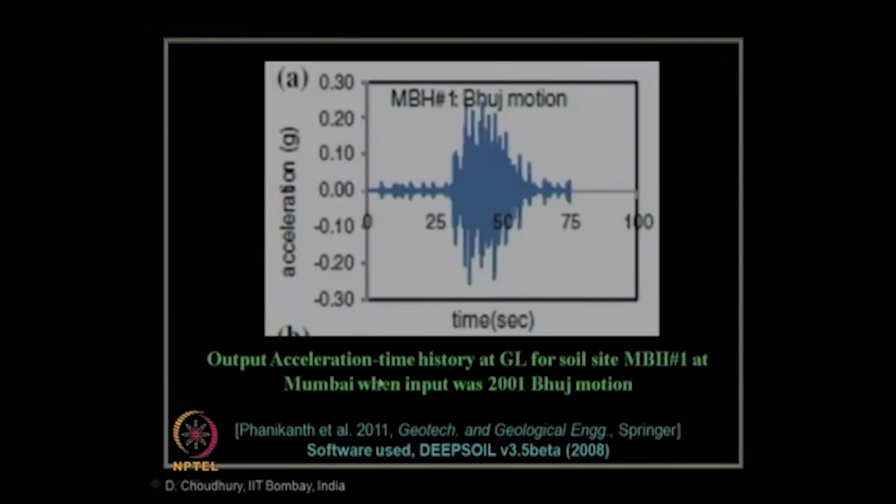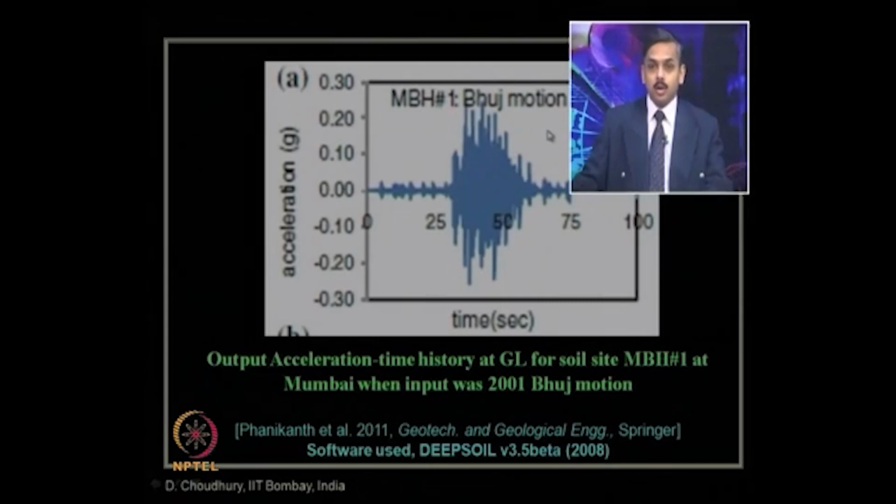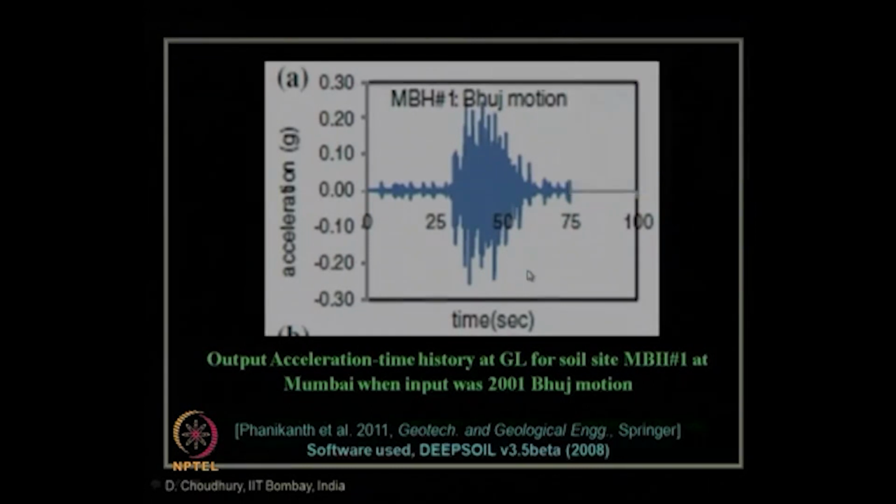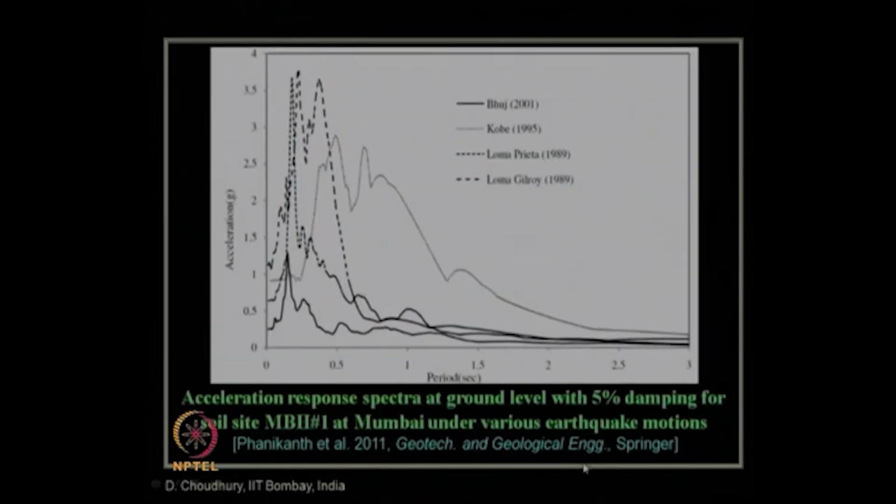With those input motions, after carrying out the equivalent linear ground response analysis, for each borehole location and a particular input earthquake motion, we can get the output at different levels of soil layer. So, this is at ground level or ground surface. This is the output, that is how the acceleration time response will be when a Bhuj motion is given as input bedrock motion. And to do that, DEEPSOIL software was used.